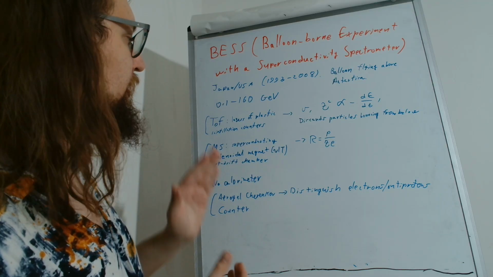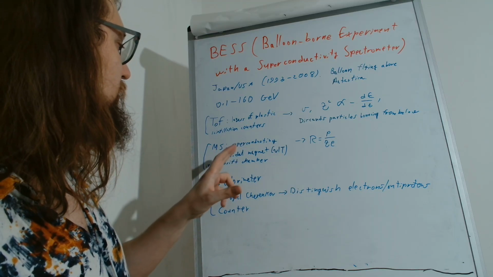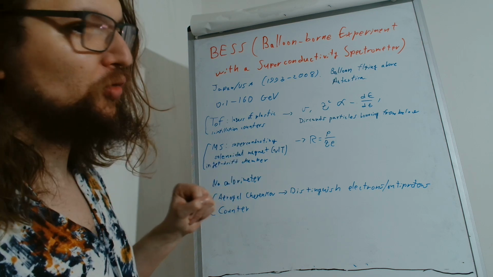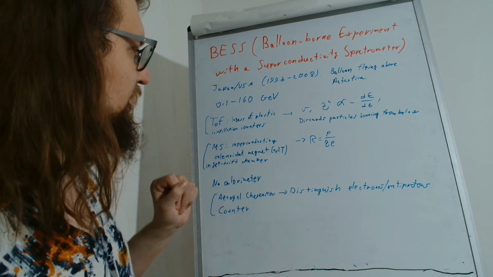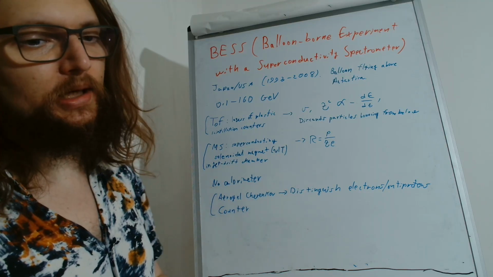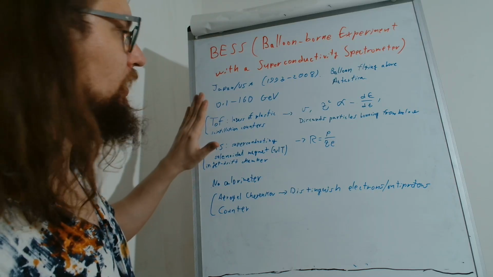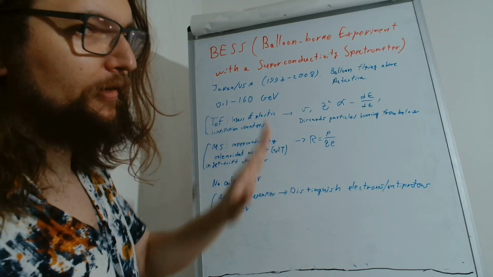Then there is, as magnetic spectrometer, a superconducting solenoidal magnet of about 1 Tesla in a jet drift chamber, which could give you the rigidity, and it has no calorimeter. Calorimeters are heavy, and they decided to focus everything on these two devices.